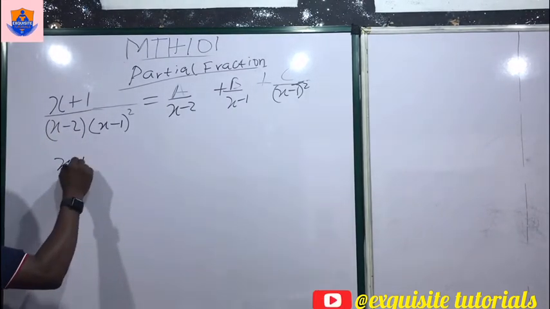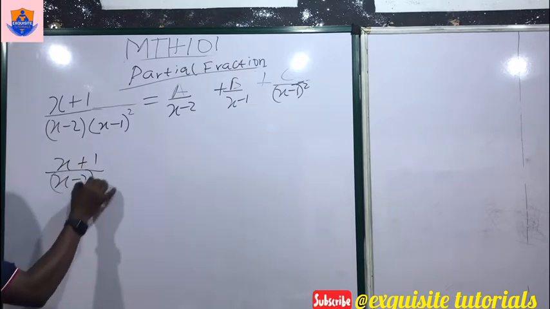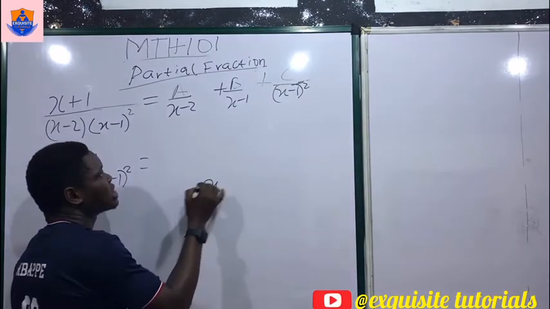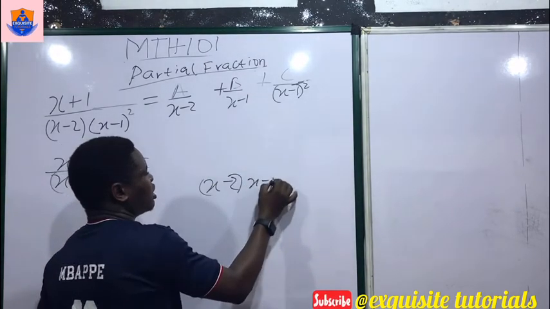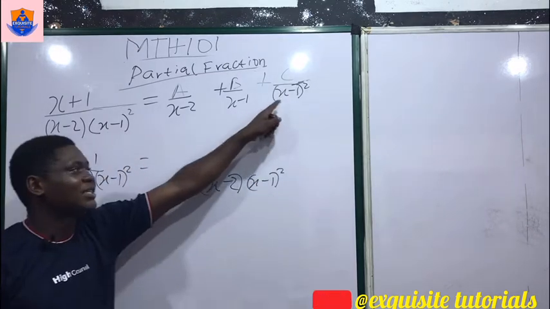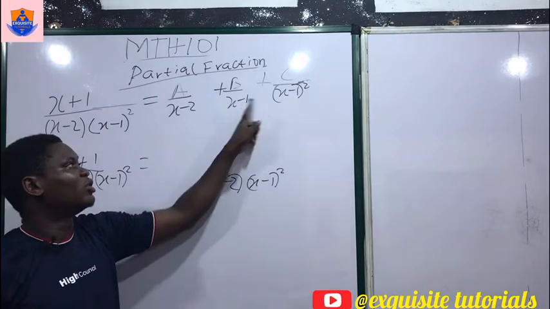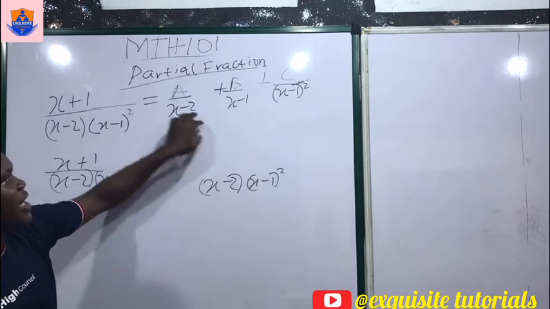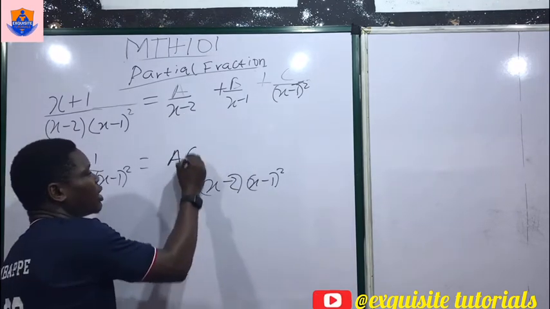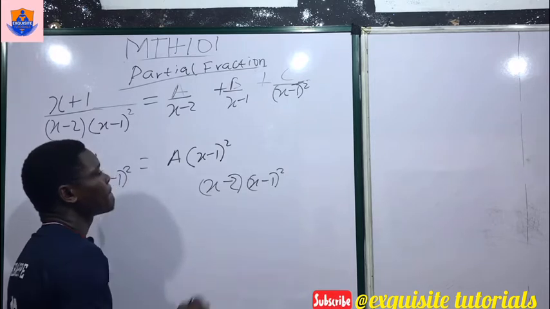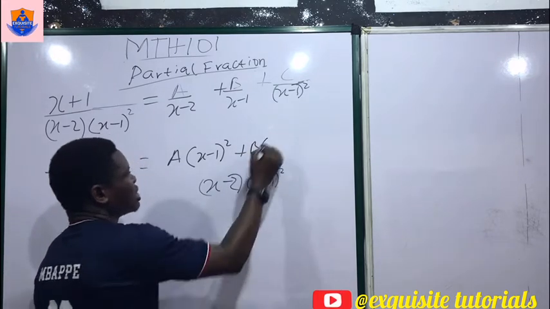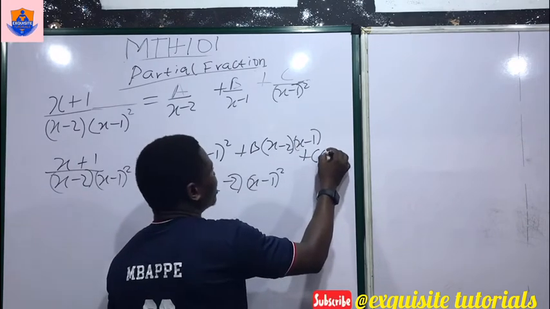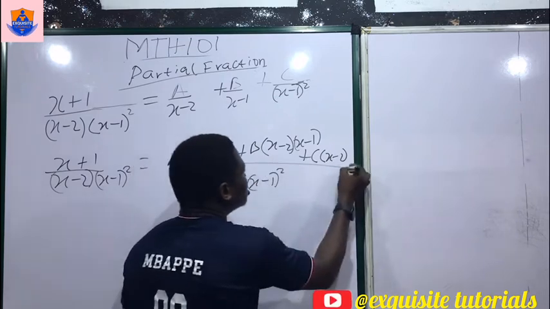So (x+1)/((x-2)(x-1)^2) is equal to, now when you find the LCM, you get (x-2)(x-1) squared. Do not multiply this and say cube. No. The LCM of this and this is (x-1) squared. So you just repeat the same thing here. Now when this is divided by this part, you get a open bracket (x-1) all square plus b open bracket (x-2)(x-1) then plus c open bracket (x-2). This is what you will get.